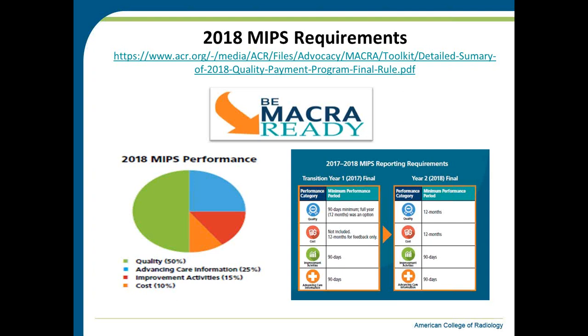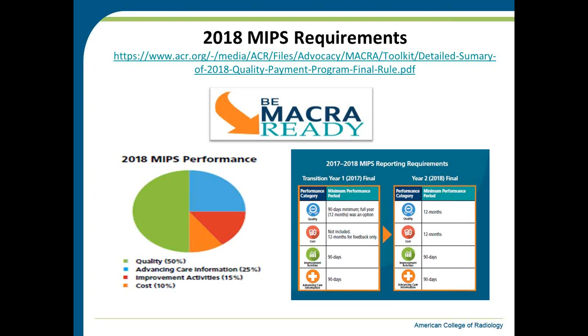Quality will now be 50% of your score. Advancing care information will be 25%. Improvement activities will remain at 15%. And then cost, if cost is attributed to your radiologist, it will count as 10% of your score.